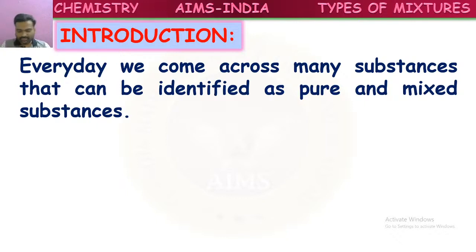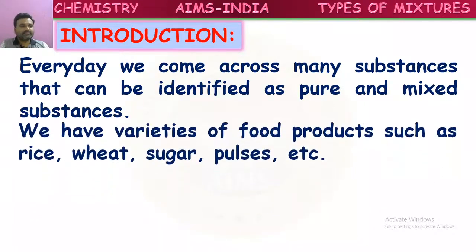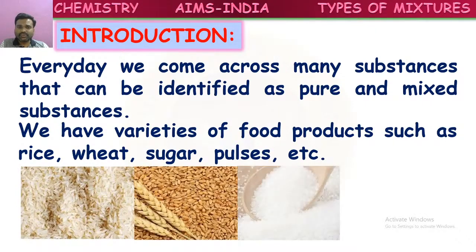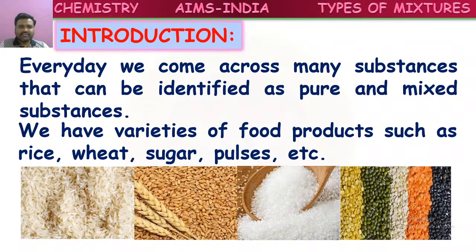So that we are going to see now in our topic, the mixtures and pure substances. We have varieties of food products such as rice, as I told, wheat, sugar, pulses. These are all different types of substances or food products which we see in our daily life. Are these all pure substances or mixtures? Try to segregate them into pure and impure substances. Anyhow, we are going to discuss that now.